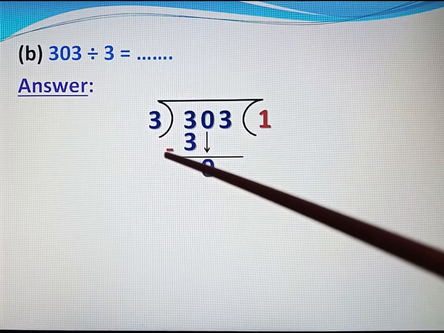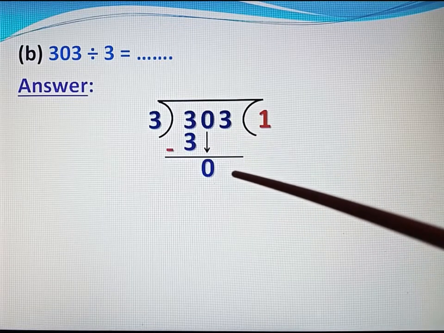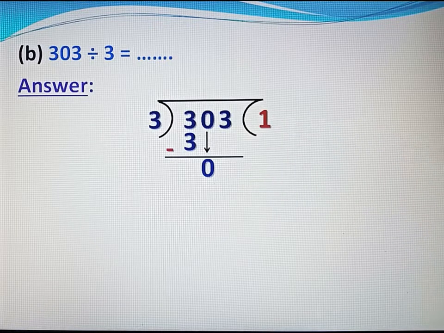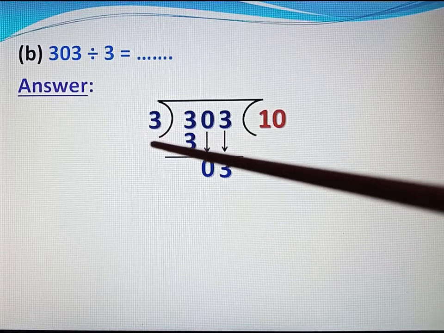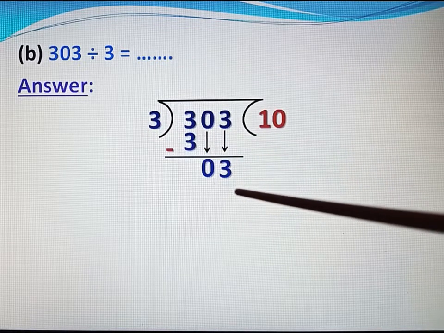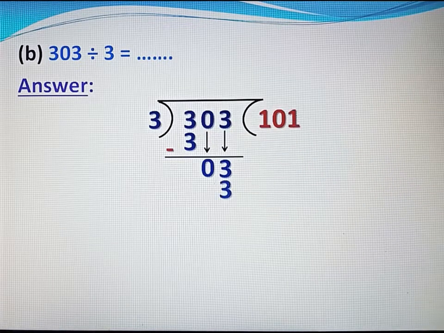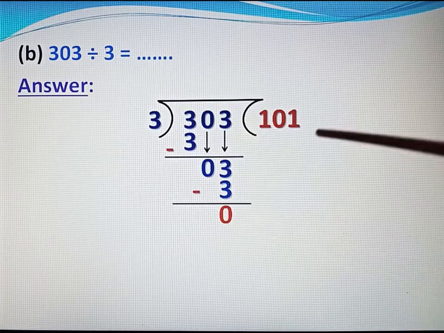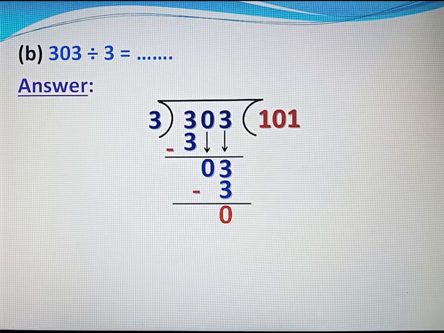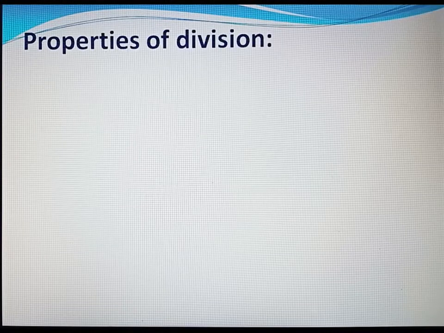0 is less than 3, so we can't multiply. So we will take next number also, that is 3. Right here 3. If we write here 3, next number also we take, then we will put 1 0 in quotient. And now again we will multiply this 3 by that number so that it is equal to 3 or less than 3. It should not be greater than 3. So we will multiply 3 by 1. 3 1 are 3 and then we will do subtraction. 3 minus 3 0. Hence 0 is remainder and 101 is quotient. Thus 303 divide 3 equal 101.